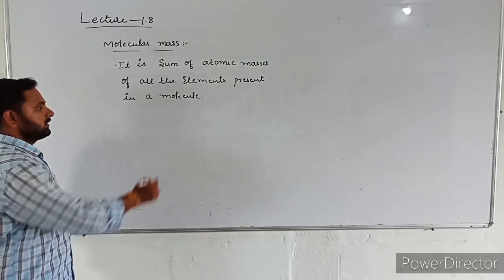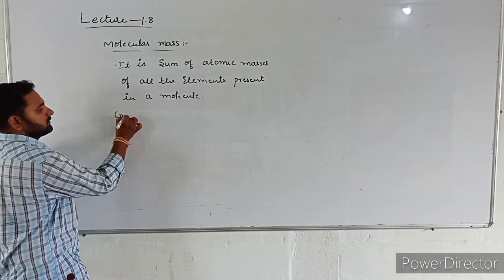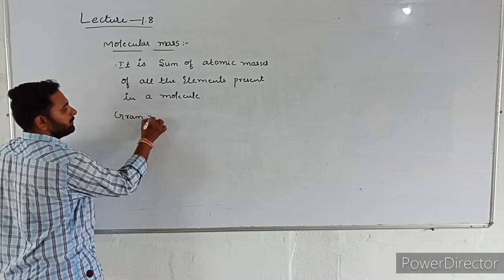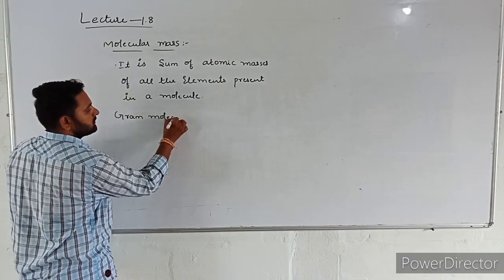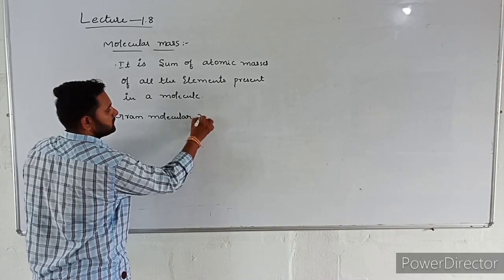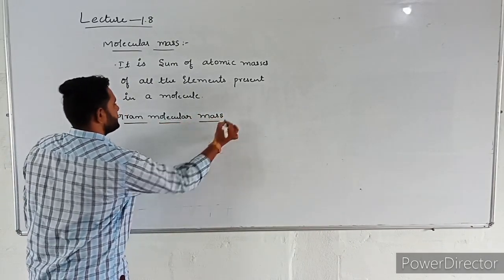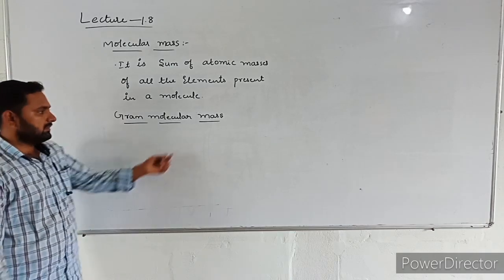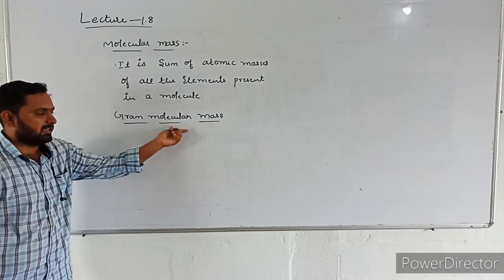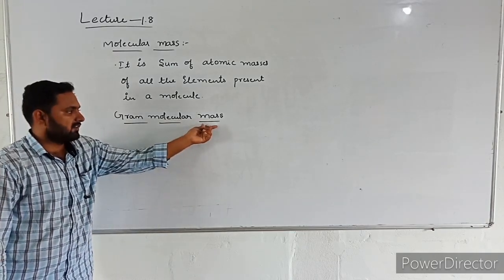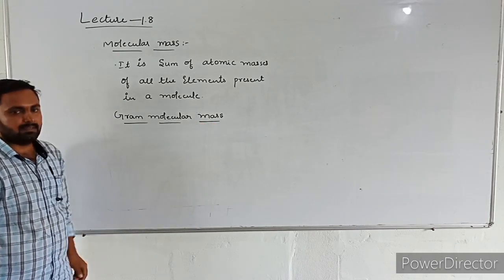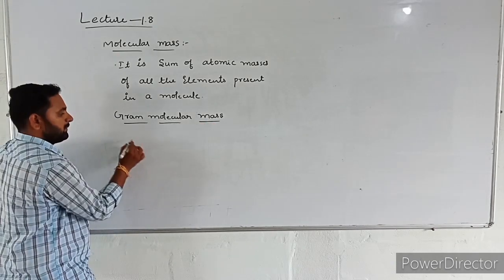The next one, gram molecular mass. What is gram molecular mass? It is the mass of 1 gram molecule, or it is the mass of 1 mole of molecules, which is called gram molecular mass.